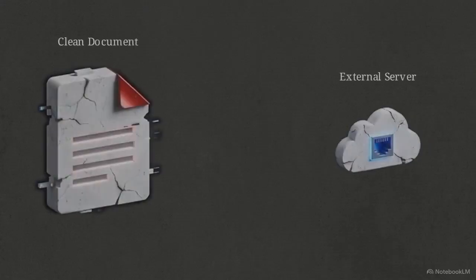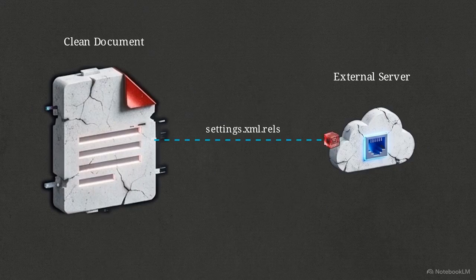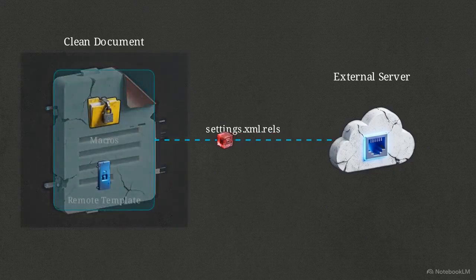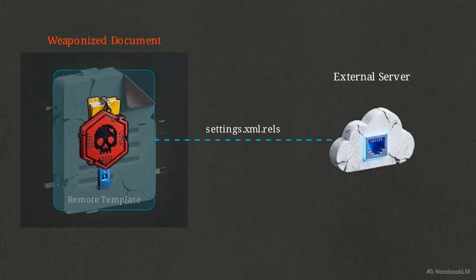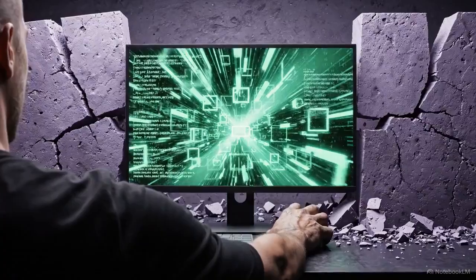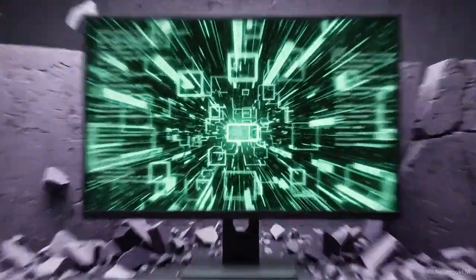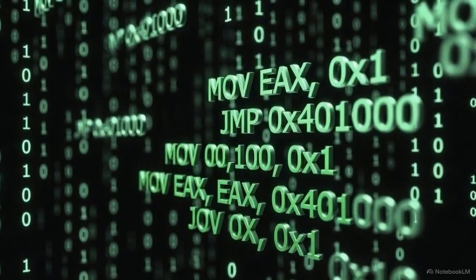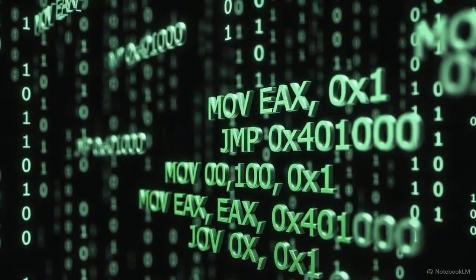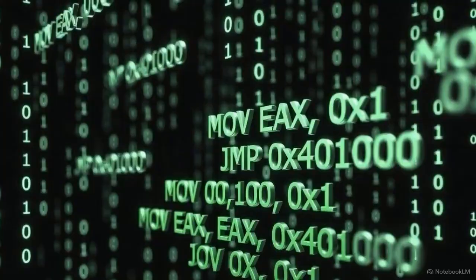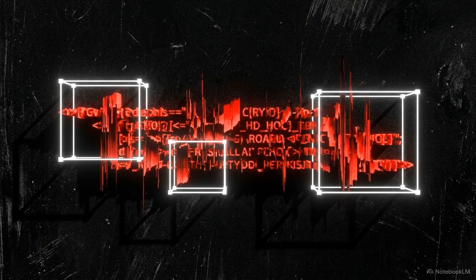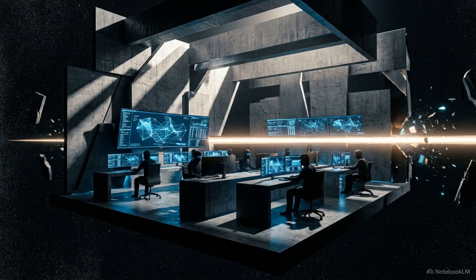Techniques like remote template injection allow a document to dynamically pull malicious code from an external server via the settings.xml.rels file, bypassing the need for embedded macros entirely. More recently, secondary payloads are being hidden inside embedded objects within Microsoft OneNote files, relying on a simple user click to trigger the infection. Ultimately, the security of a network relies on the rigorous forensic deconstruction of these everyday files. By identifying and neutralizing malicious logic before it executes, analysts outsmart the software we trust and protect the systems we use every day.